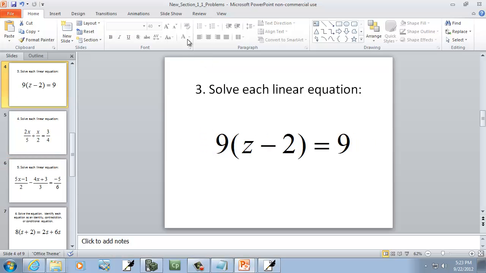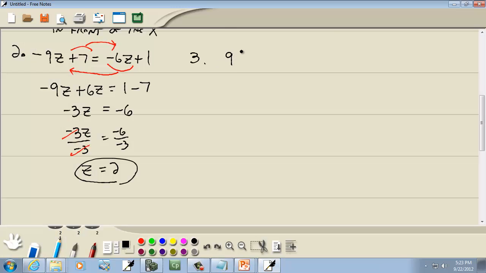Let's take a look at the next one. 9 times z minus 2 equals 9. Well, first step, get rid of parentheses. This one we actually have parentheses. A 9 in front of parentheses indicates multiplication. So we're going to take that 9 and multiply it times a z and times a negative 2. 9 times z is 9z. 9 times negative 2 is negative 18.